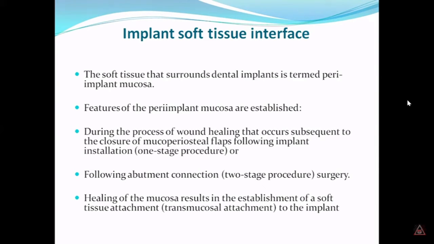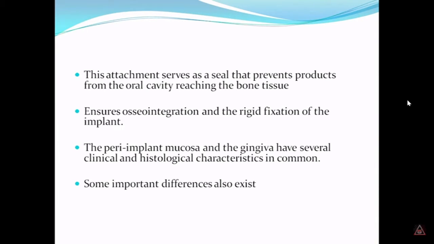And the healing of mucosa results in establishment of soft tissue attachment to the implant. This attachment serves as a seal that prevents products from the oral cavity reaching the bone tissue. It's like your gingiva. Gingiva also provides a seal so that oral microorganisms or anything from the oral cavity do not go into the alveolar bone. So the peri-implant mucosa and gingiva are the same in case of implant and natural teeth.